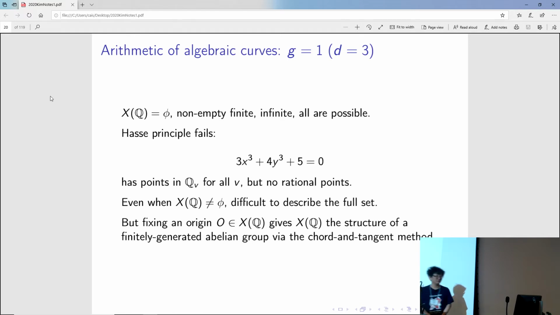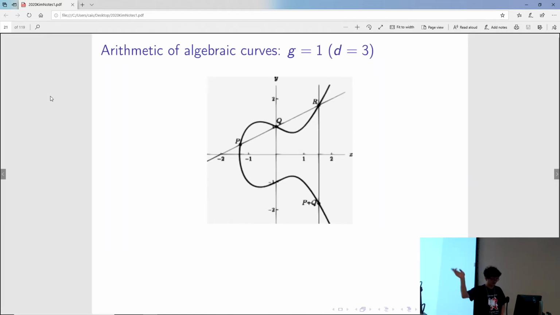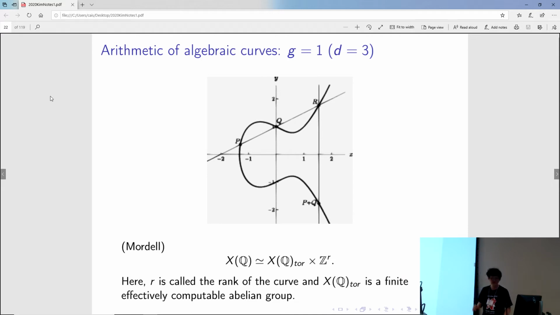So there is this geometric trick or method, this usual picture of the chord tangent law. To add 2 points P and Q, you draw the chord through them and look at the other point of intersection R, then reflect it across the x-axis. And that gives it an abelian group law. And you probably also know the theorem of Mordell that tells you that the rational points via this group law form a finitely generated abelian group. So since it's finitely generated, there's this finite abelian group part and this free part, and this r here is called the rank.